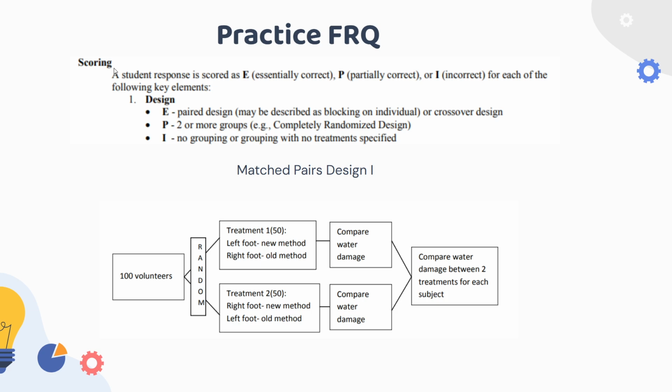So when you look at the scoring, you notice that some people did completely randomized design, and while that's okay, that's a P, that's not E.